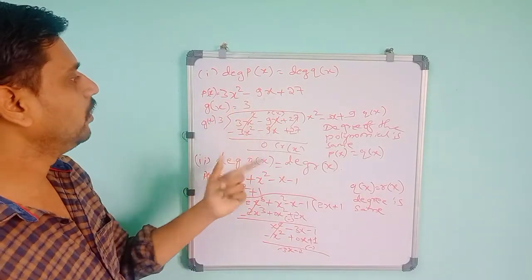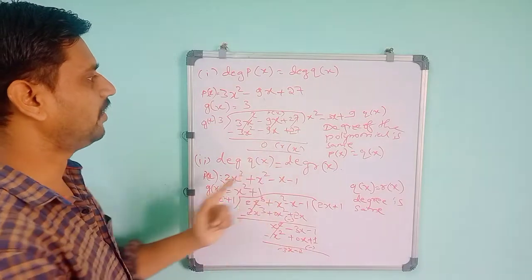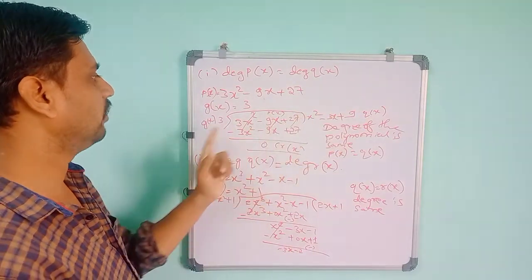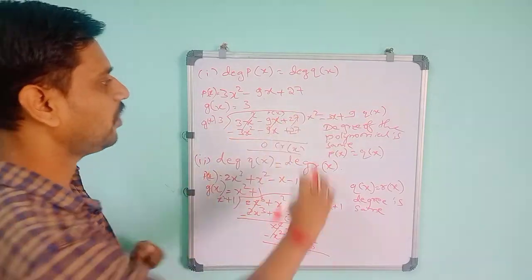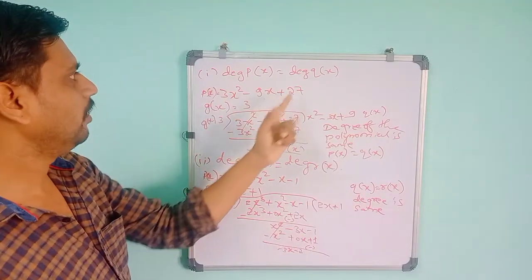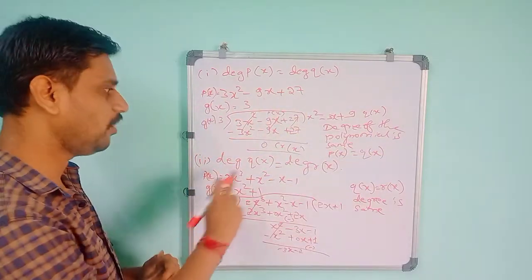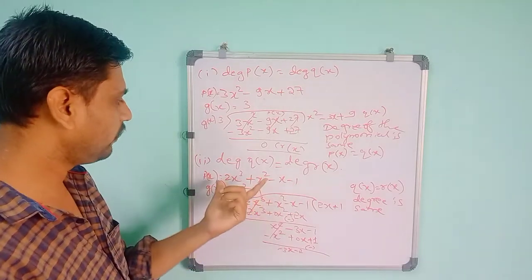Then when you divide it, you will get 0 as the remainder, and q of x will be the same as p of x. So the degree of the polynomial p of x is the same as q of x. For this problem, the degree of q of x is equal to the degree of r of x. You have to take any number.